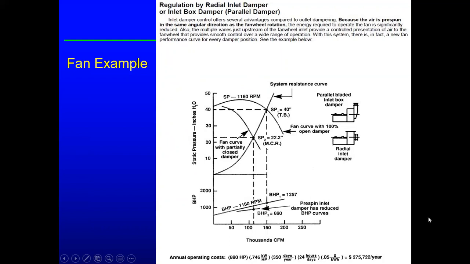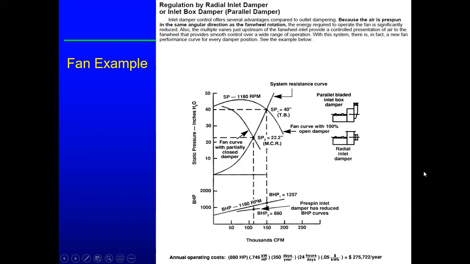So that's a pretty nice savings just going to inlet guide vanes, which are not that expensive to implement, by the by. And this is going to be an expensive drive, right? I mean, this is probably a 1,500 horsepower motor. So there's going to be some cost associated with that.